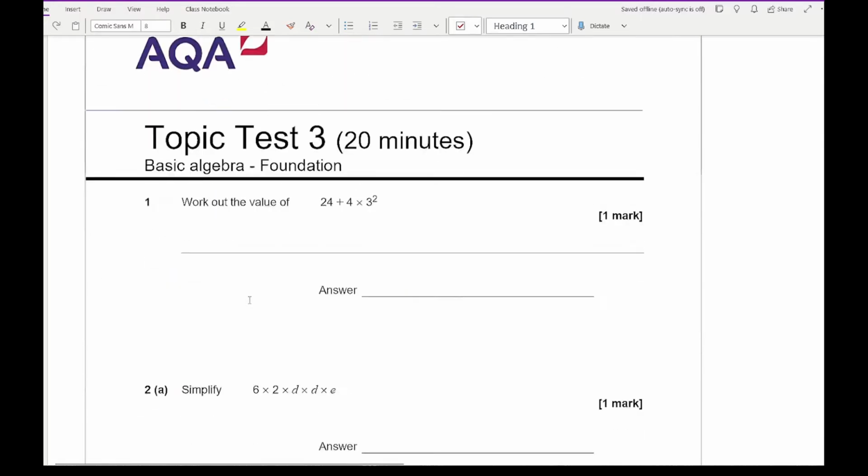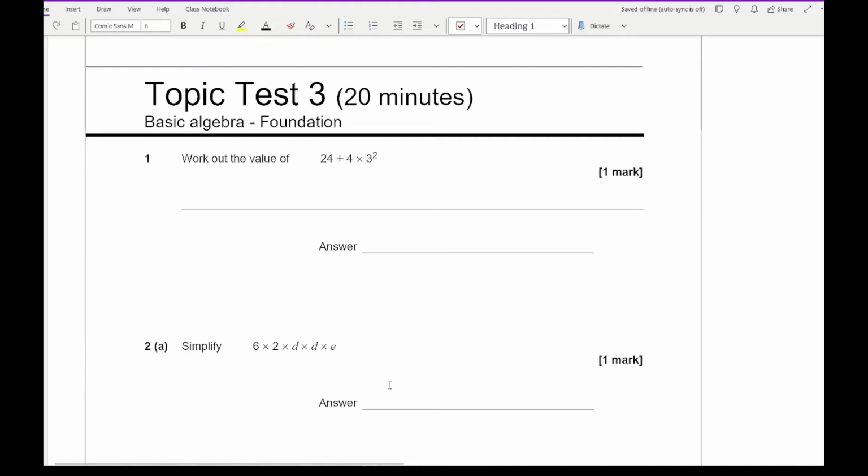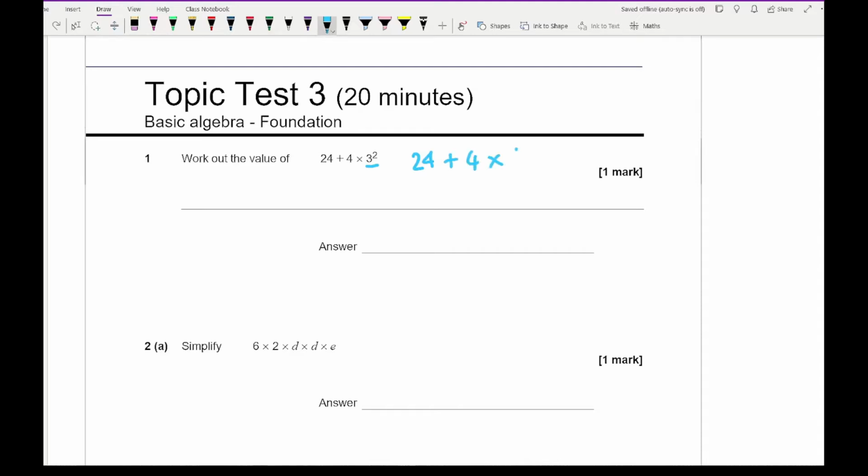Looking at question 1, it says work out the value of this. What we need to do first is the powers first. So here we've got to do 24 plus 4 times 9. And then we work out the 4 times 9, which is going to be 36. So we've got 24 plus 36, which gives us an answer of 60.